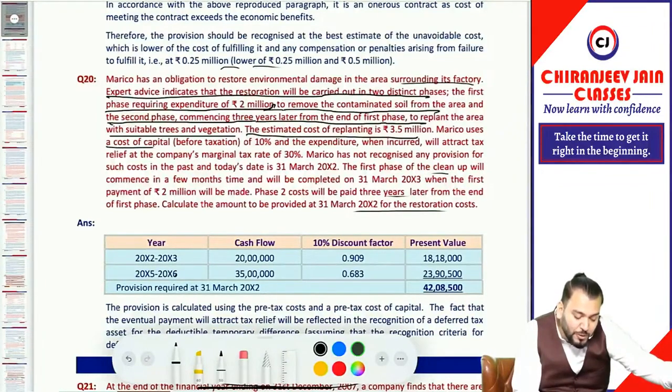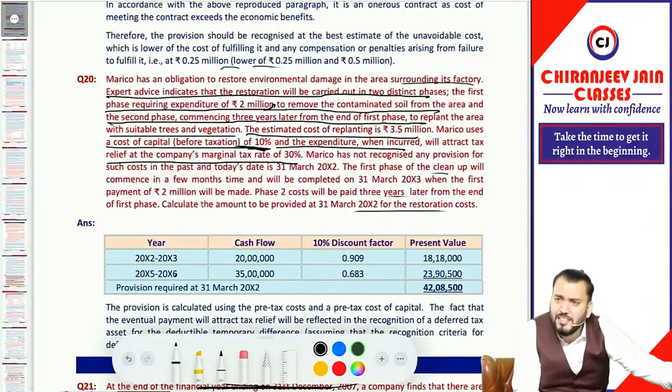The estimated cost of replanting is 3.5 million. Marico uses a cost of capital before taxation of 10%. So we want pre-tax only, and they have given pre-tax. And the expenditure when incurred will attract tax relief at the company's marginal tax rate of 30%. So will you consider the tax rate? No, can I say this is a useless point?